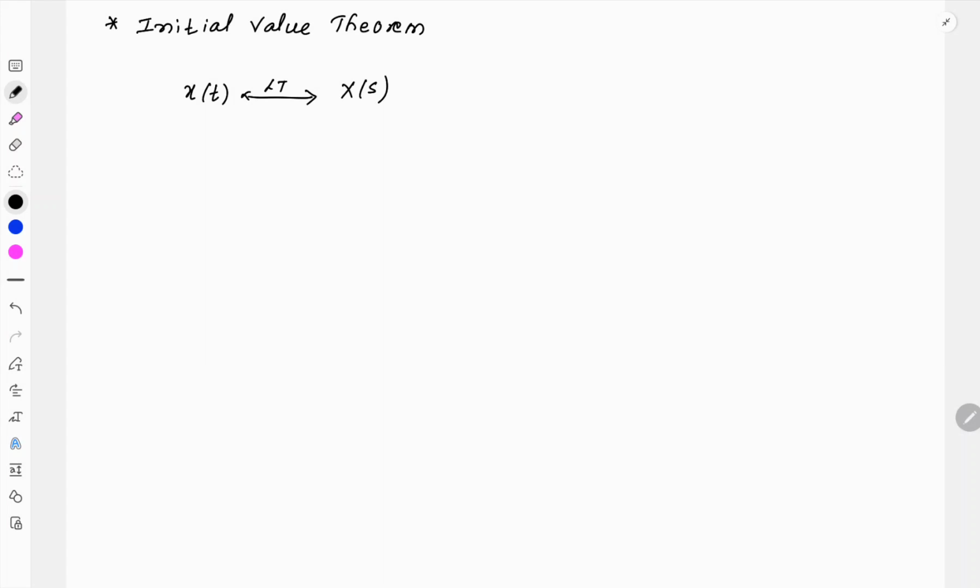Now we are supposed to find out the initial value of this signal. So the initial value can be represented as x of 0. Now if we have the Laplace transform of this x of t signal, we will have the equation for x of s with us. Now from this x of s, we need to find out the initial value. So this initial value theorem provides us a mechanism where we can find out the initial value of any signal in Laplace domain.